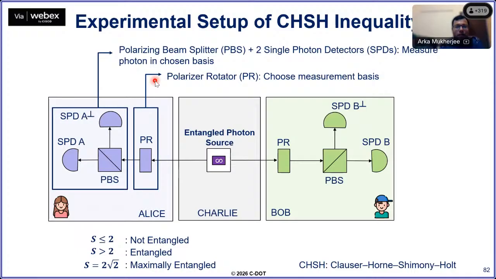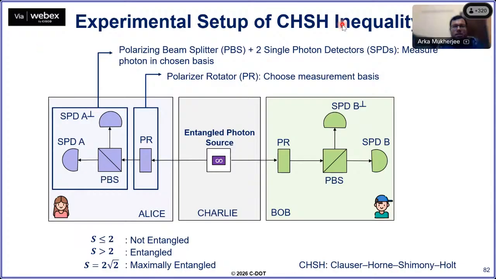Just keep an idea of this diagram: there is an entangled photon source, then a polarization rotator, whose purpose is to choose the measurement basis, the basis in which we need to measure. It can be horizontal, vertical, or some other angle that I will show in the subsequent slide. Then we have the measurement equipment, the single photon detectors connected with the polarization beam splitter.